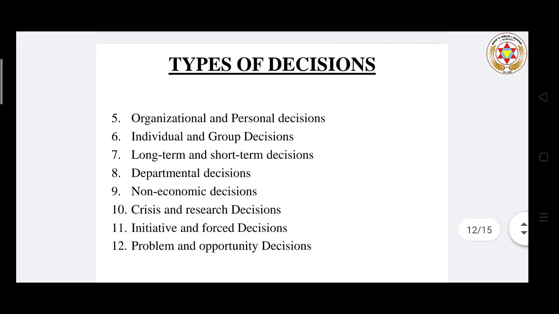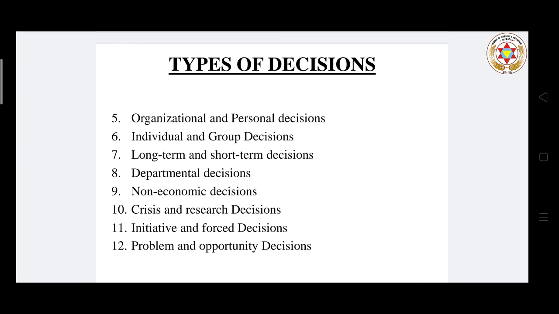The next one is the organizational and the personal decision. The organizational decisions are the decisions where the manager takes a decision and implements it for the effective functioning of the organization. Personal decision is one which the decision maker makes for his personal life. The individual and the group decisions. In the group decision, the top management fixes the time within which the committee is expected to submit its report with concrete decisions. Long-term decisions are related to the long-term, and short-term is for the short period of time. Departmental decisions, here the decision maker is the departmental head or departmental manager. Whereas the non-economic decisions are related to the values and moral behavior.